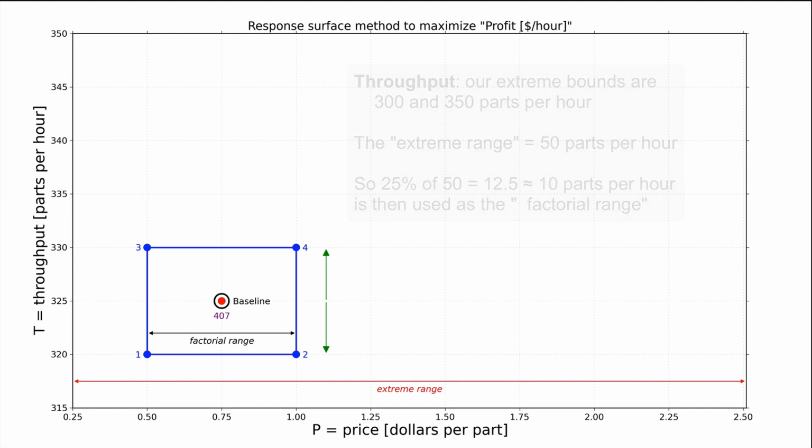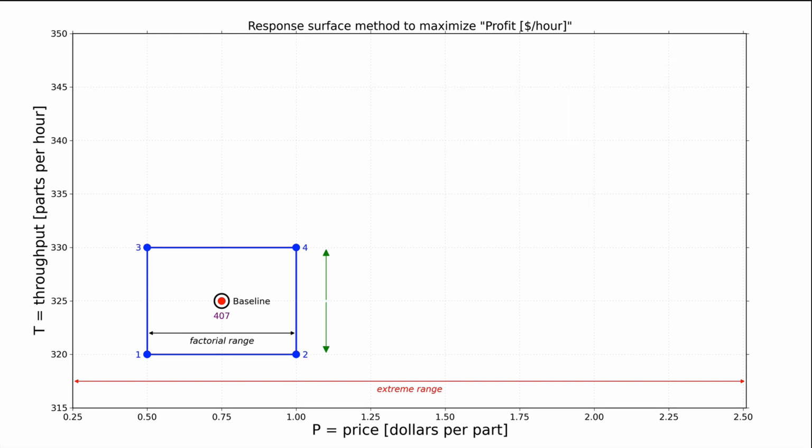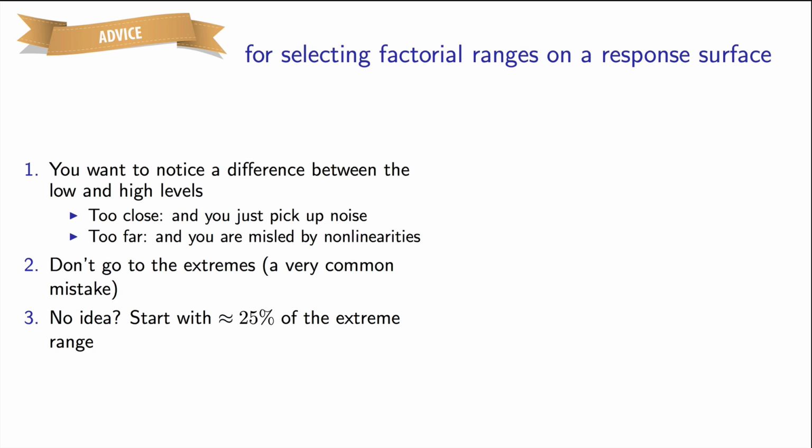For the price, I'm going to use my business knowledge of the process and try 50 cents and $1 as the low and high levels respectively. That corresponds to a 50-cent range, and when I compare it to the extreme range of $2.50, it's about 20%, so it matches that guide. You usually will have a good idea of what a low and high value should be based on your experience. So go ahead, use a large dose of intuition, and just try running a few experiments if you're not sure.